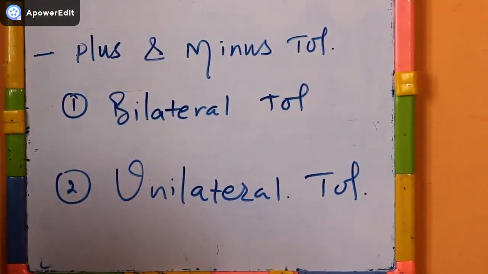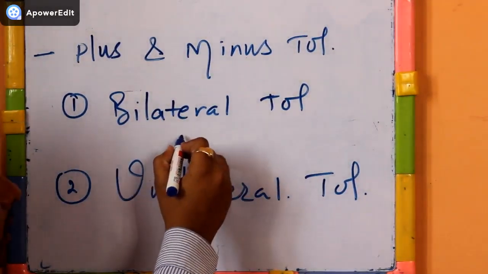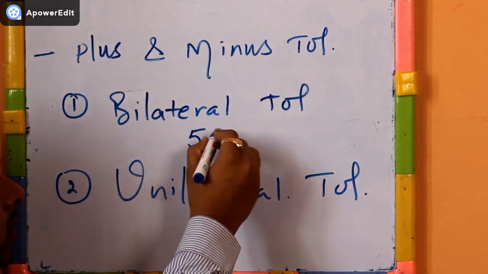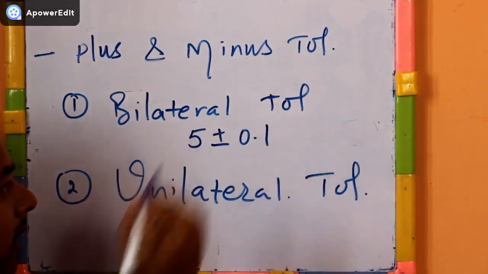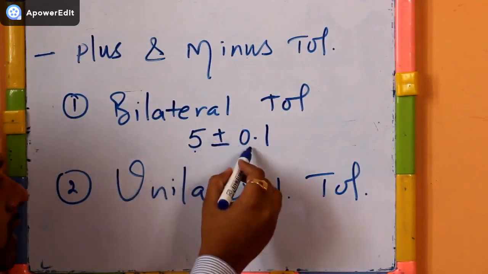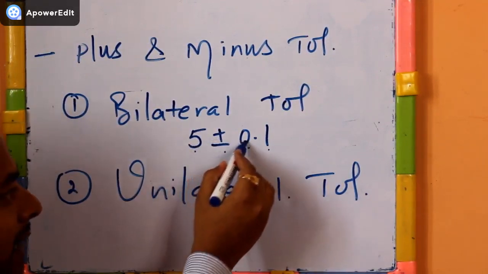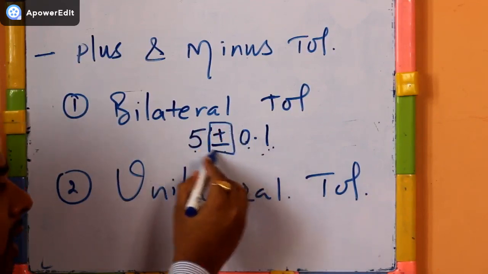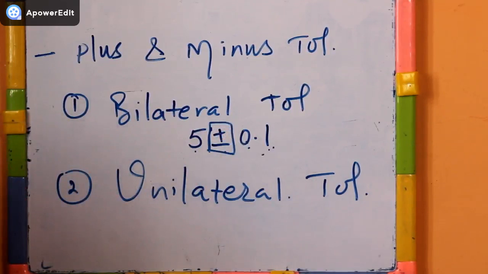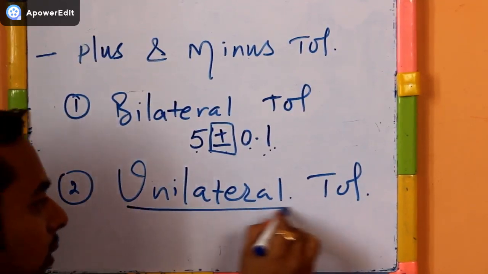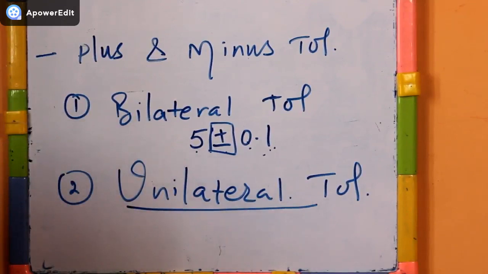In case of bilateral tolerancing system, the tolerance will be applied on both the plus or minus side of the basic dimension. So let us consider the dimension 5 plus or minus 0.1. It means that it may be 5 plus 0.1 or 5 minus 0.1. So the tolerance is applied on both sides of the dimension. In case of unilateral tolerancing system, the tolerance on only the plus or only the minus side is given, but it is not given on both at the same time.